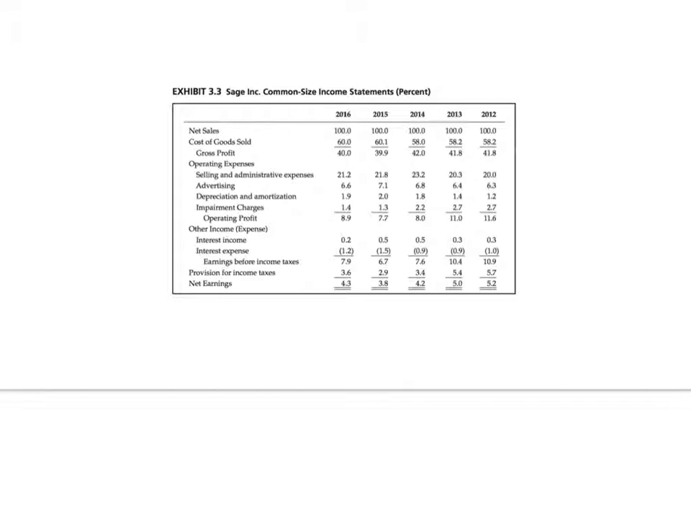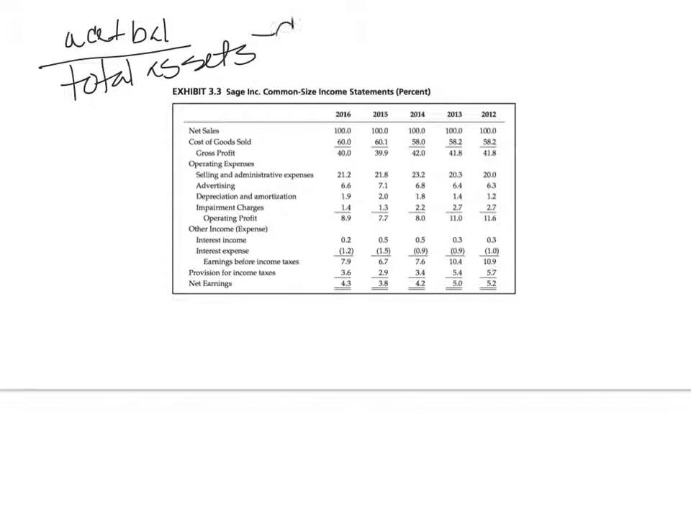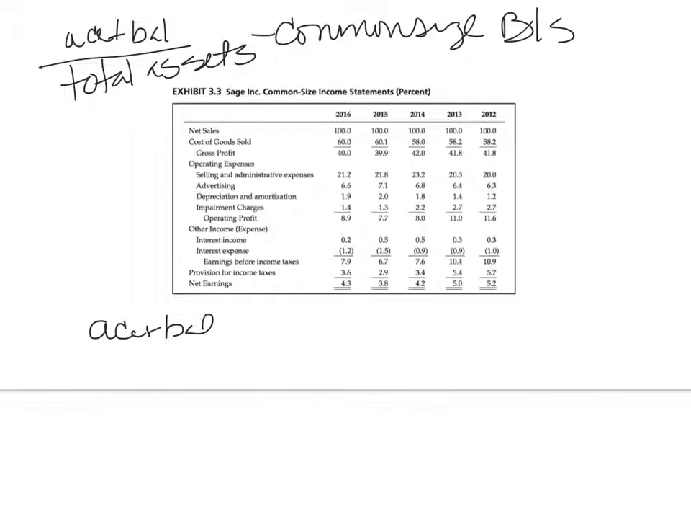And so the formula for this, if you remember correctly, when we were doing it on the balance sheet, was the account balance divided by total assets. That is the formula when I want to common size a balance sheet. When I want to common size the income statement, the formula is still the account balance, but now it's divided by total net sales.